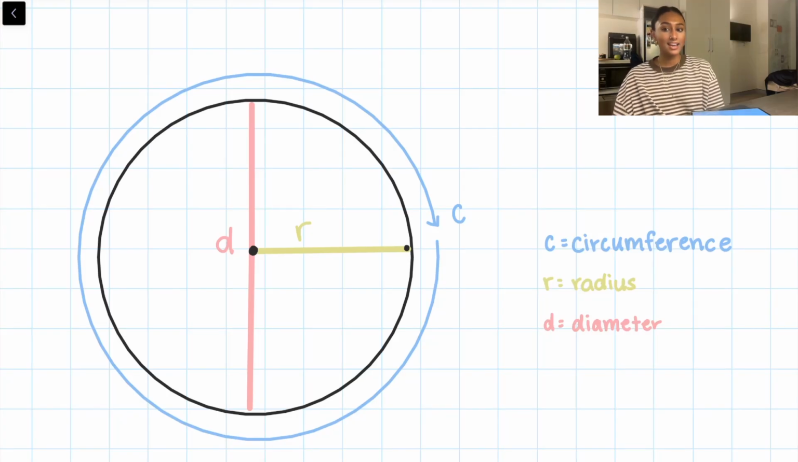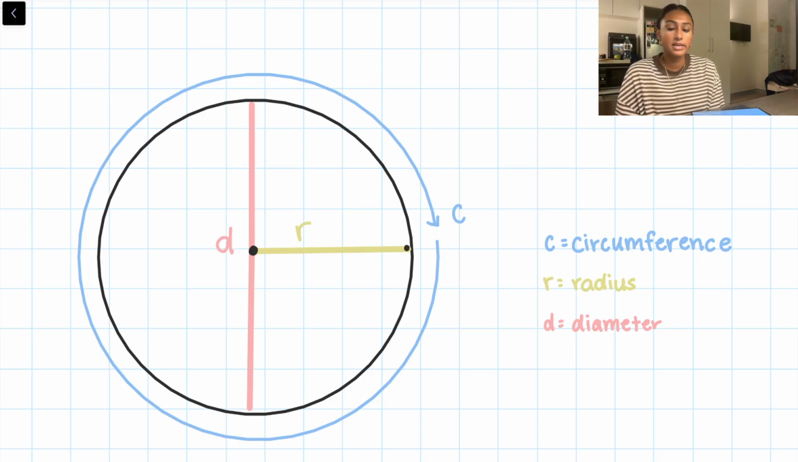Hi guys, welcome back. In today's video we're going to be going through the circumference of a circle. The circumference of a circle is one of the most fundamental formulas in maths, but if you don't understand how it works, you'll make simple mistakes in geometry, measurement and exam questions.